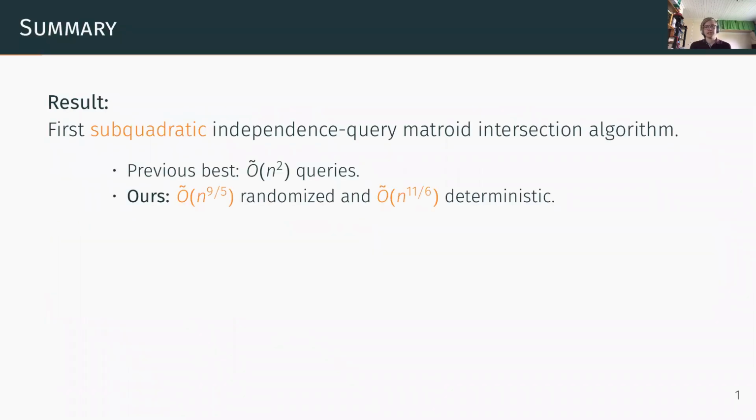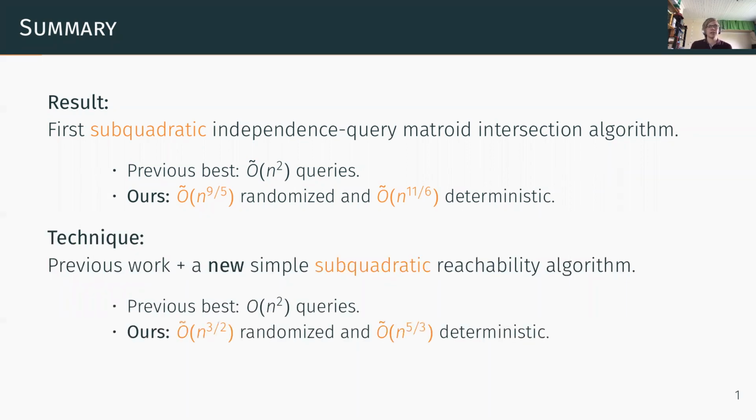So let's start with a summary of our results. We provide the first subquadratic matroid intersection algorithm using independence queries. The previous best used a quadratic number of queries. We provide two algorithms, one using n to the 9/5 and one using n to the 11/6, depending on whether we can use randomization or not.